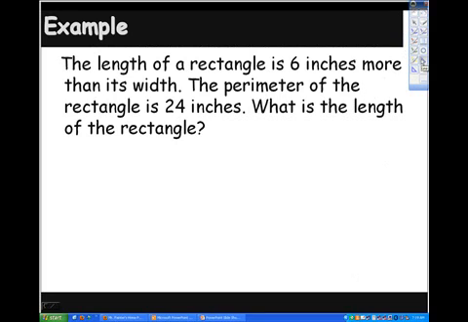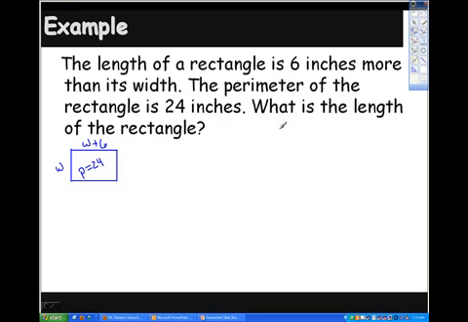Well, let's just create a little rectangle here to help us think, and then we'll go ahead and label the sides of this rectangle. It says the length of a rectangle is 6 more than its width. They tell us nothing about its width, but they do tell us the length is 6 more, so we'll just put W plus 6 on the length. They tell us the perimeter is 24, and they want to know the length. So they want to know how long this W plus 6 is.